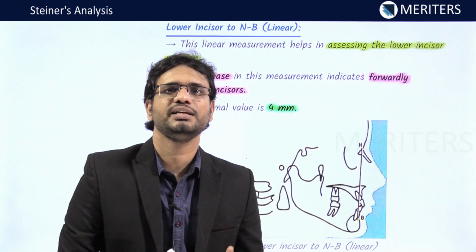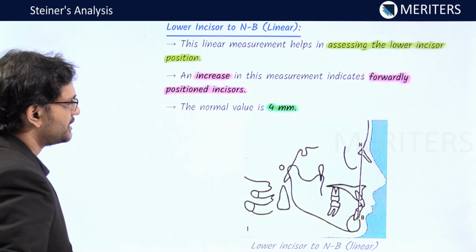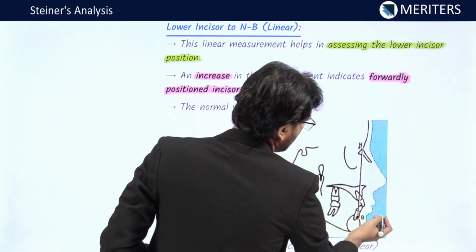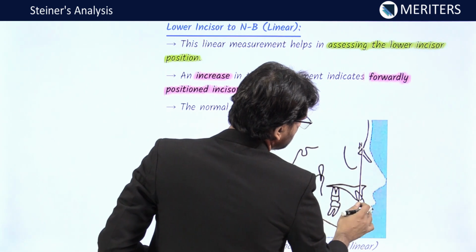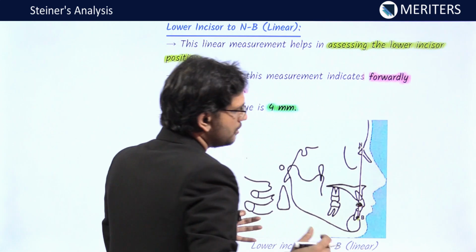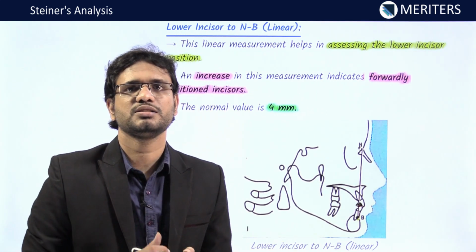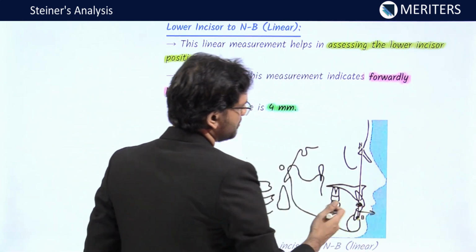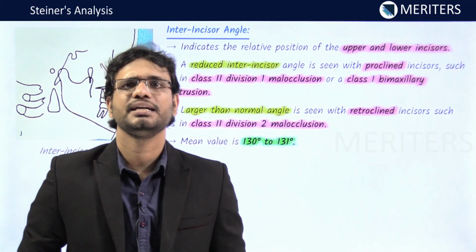Then we have the lower incisor to NB linear. Again, the same way, we have the NB here, and we check the distance to the labial surface or the incisal aspect of this particular lower incisor. The normal value is again 4 mm only. If it is more, that means it is more forwardly placed, and if it is less, that means it is backwardly placed.